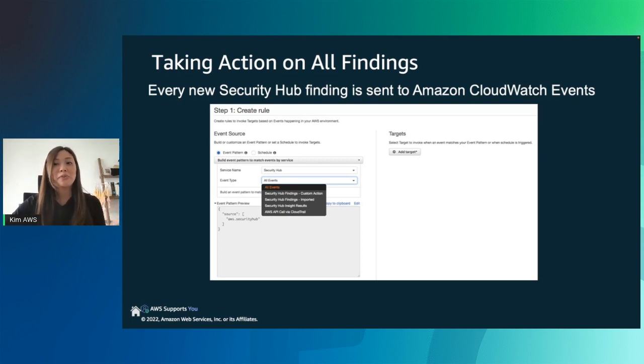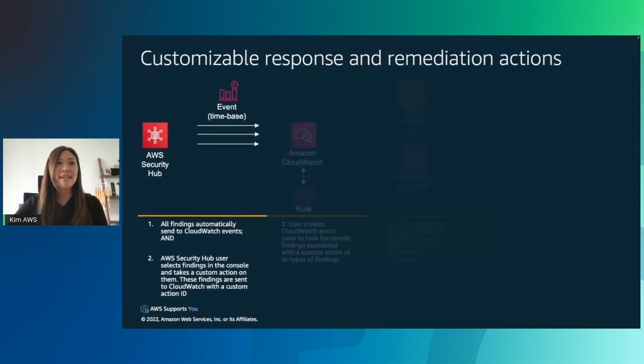Other customizable response as well as remediation actions include all findings automatically sent towards CloudWatch events, as I showed you within the previous snapshot. For the Security Hub finding, the user selects the finding within the console to take these custom actions. All of these findings are sent into a custom action ID, which I will create within my Security Hub console.